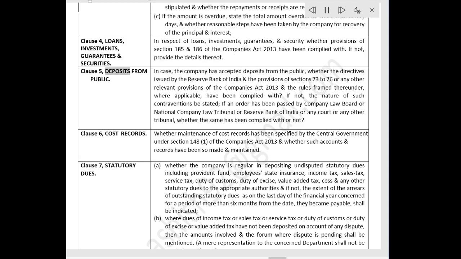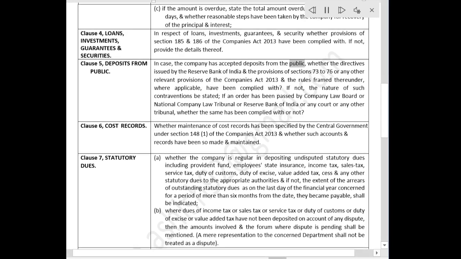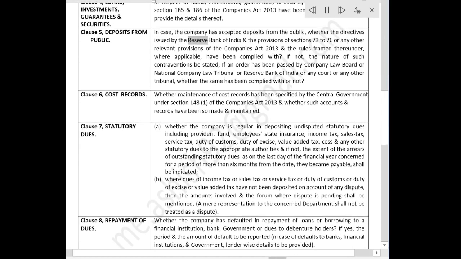Clause 5. Deposits from public. In case the company has accepted deposits from the public, whether the directives issued by the Reserve Bank of India and the provisions of Sections 73 to 76 or any other relevant provisions of the Companies Act 2013 and the rules framed thereunder, where applicable, have been complied with. If not, the nature of such contraventions be stated. If an order has been passed by Company Law Board or National Company Law Tribunal or Reserve Bank of India or any court or any other tribunal, whether the same has been complied with or not.